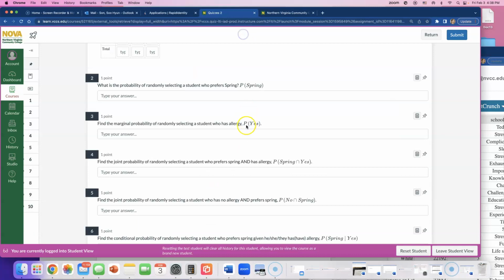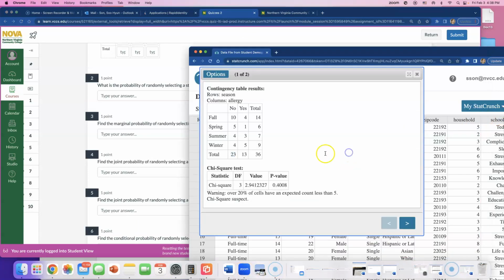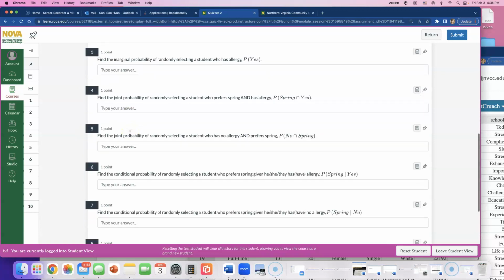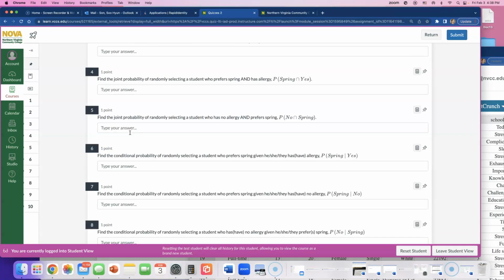So how would you do the probability of having allergy? Well, take the number of people who answered yes, divided by the total number. Okay? So that's how you can answer number 2 and 3. I may stop and come back and record separate videos on 4 and 5, because 4 and 5 are called joint probabilities.